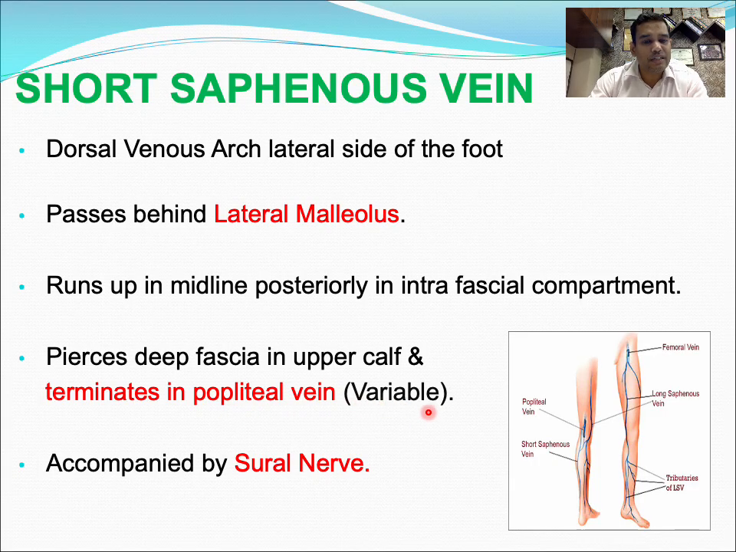The location of the saphenopopliteal junction is variable. It is not fixed. It can be at the knee joint, it can be above the knee joint, it can be slightly below the knee joint. An important relation you should note is with the sural nerve. In the entire course of the short saphenous vein, it is accompanied by a nerve called the sural nerve.